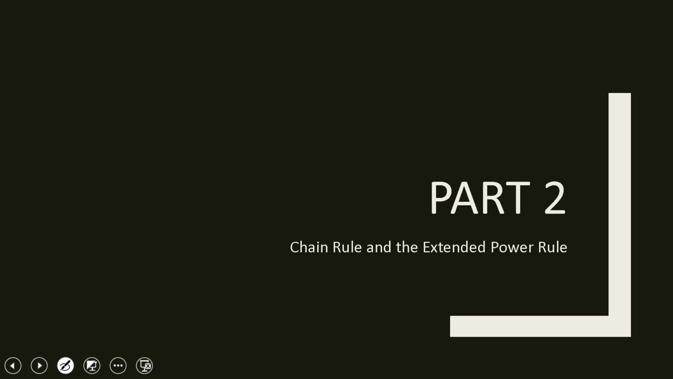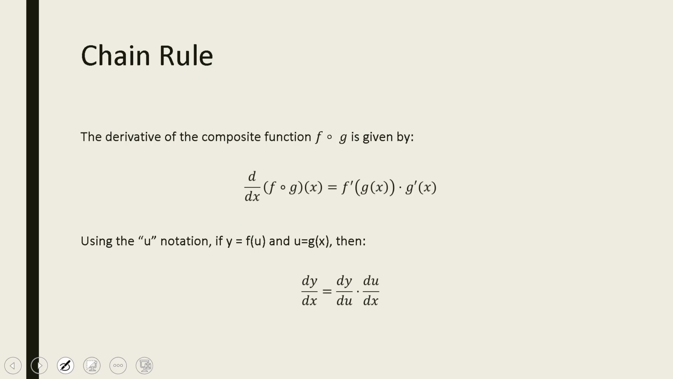In part 2, we'll explore the chain rule, which is going to be our way of taking derivatives of composite functions. So if we have a composite function that we want to take the derivative of, so we want to find the derivative with respect to x of f of g of x, what you're going to do is take the derivative of f with respect to g of x, and then multiply it by the derivative of g with respect to x.